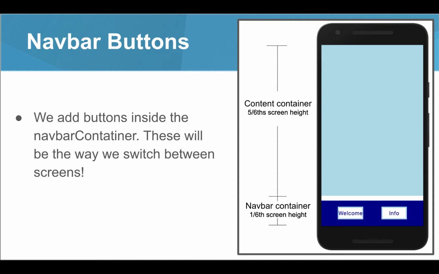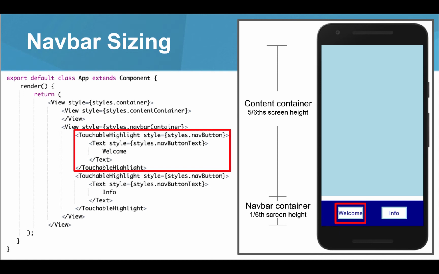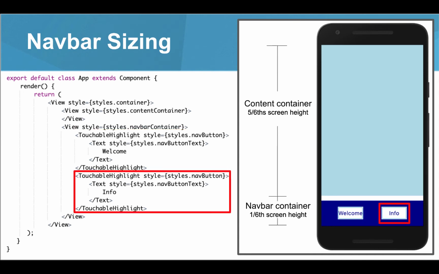We'll look at the functionality of this in the next lesson, but for now, we want to pay attention to the layout. Our first button is composed of a text component wrapped inside a touchable highlight component. This button has the title, Welcome. The second button is created the exact same way and is labeled Info. Let's take a look at this in the editor.